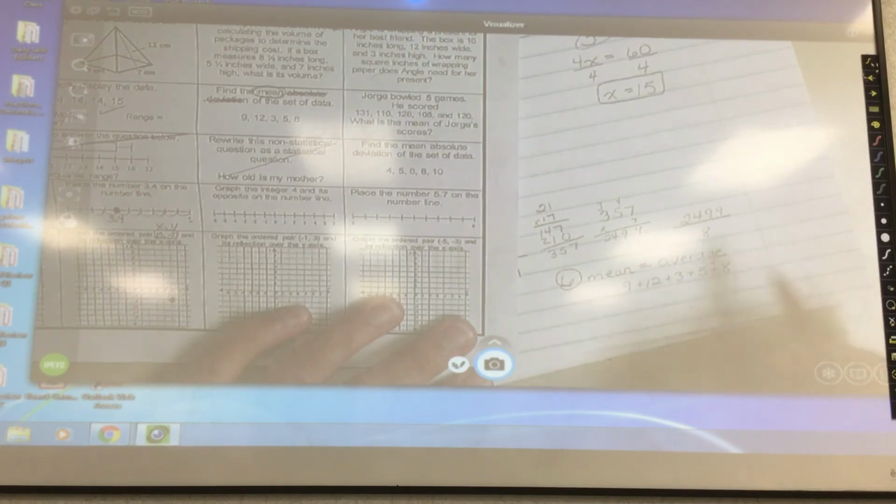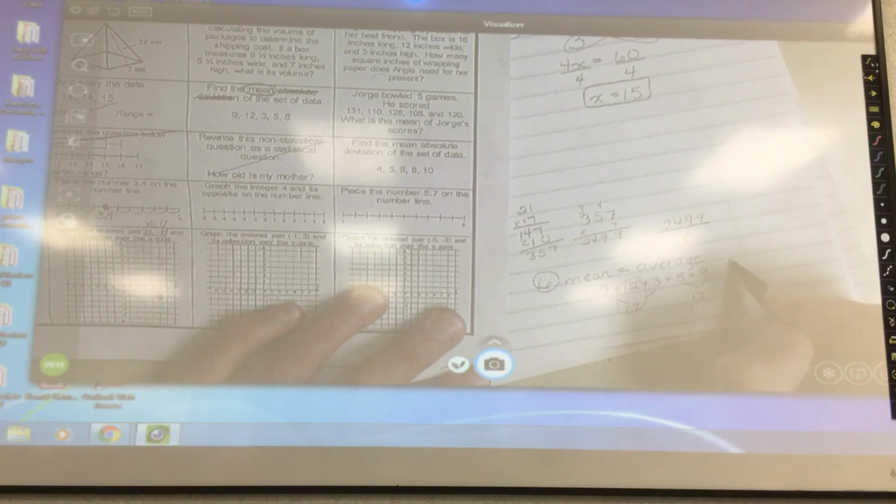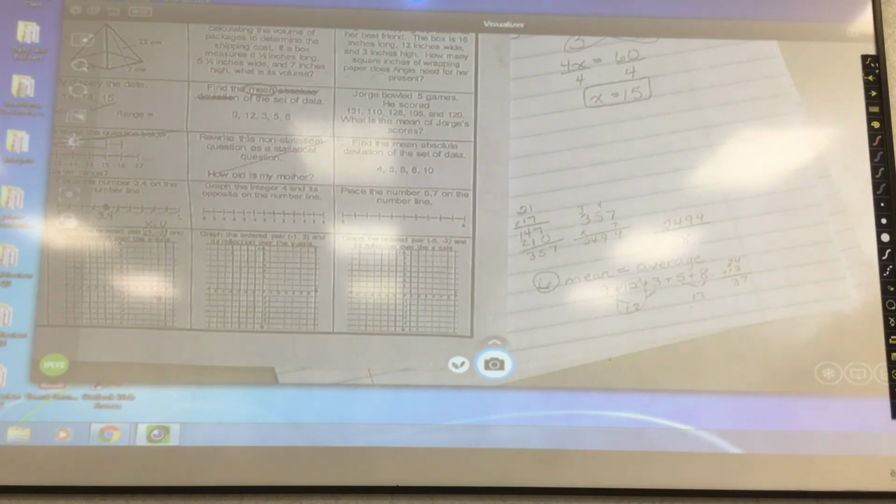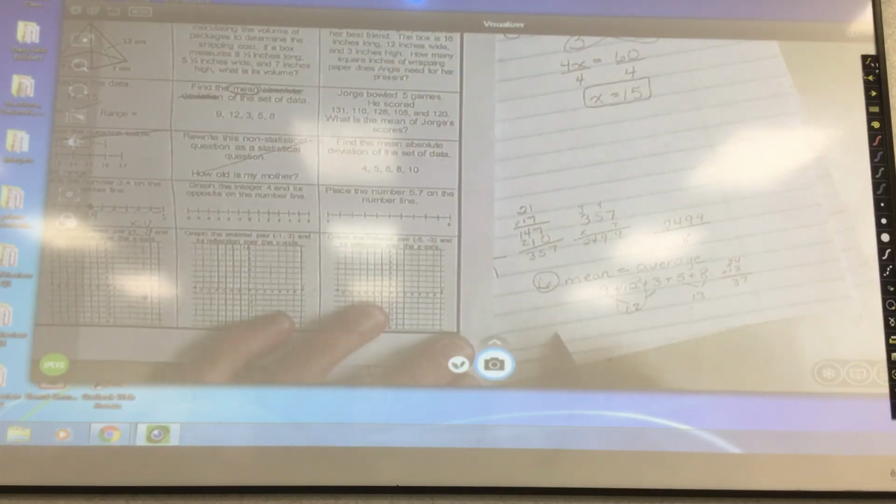So let's do some easy addition here. 9 plus 3 is, what's 9 plus 3? 12. What's 5 plus 8? Okay, so I know 12 plus 12 is 24. So I'm going to do 24 plus 13. I'm combining easy numbers that I know. So I have 37. So then I'm going to take 37.